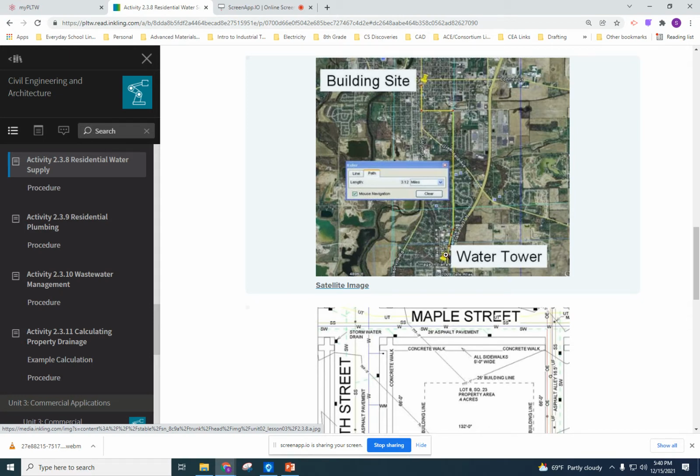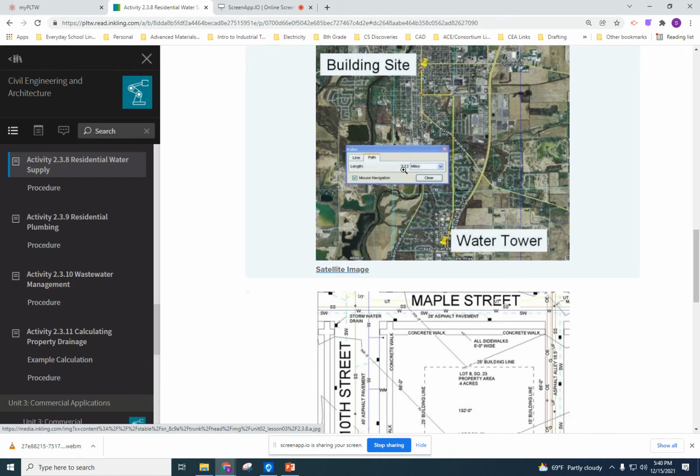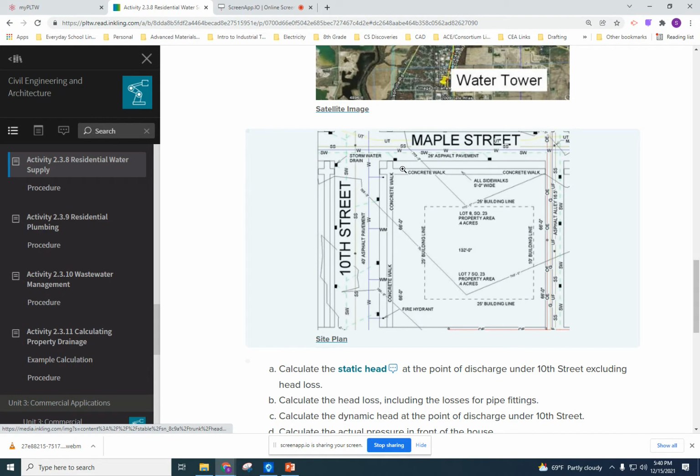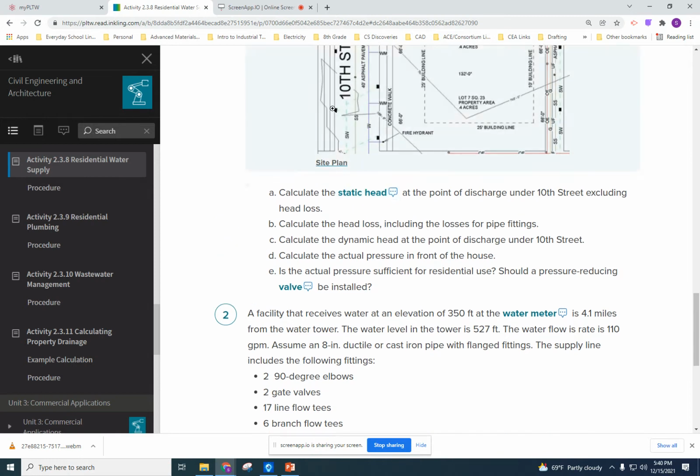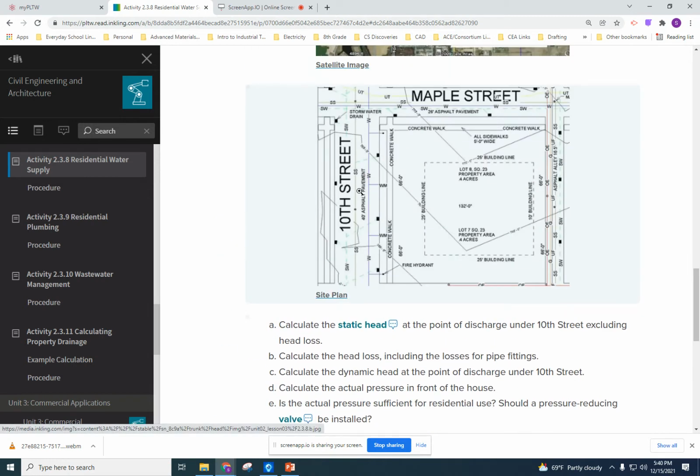So, we are going to lose water pressure over that distance getting it there due to the friction in the pipe that we have to push the water through. So down here, they want you to A, calculate the static head at the point of discharge under 10th Street. Okay, static head. So here's 10th Street. We have to figure out what the elevation at 10th Street is.